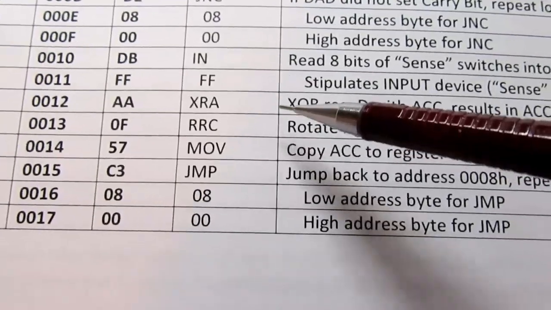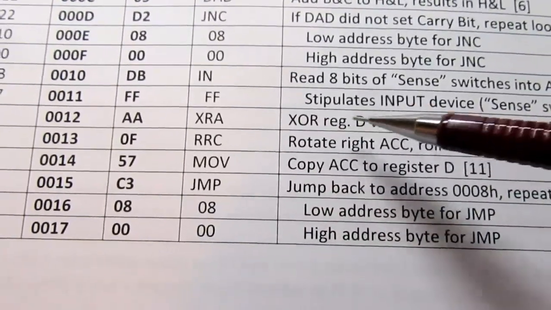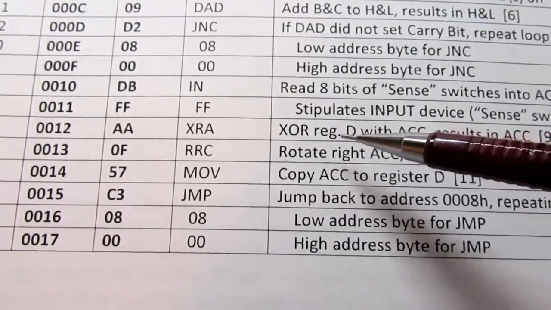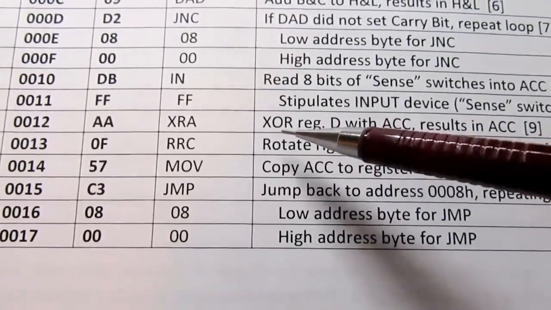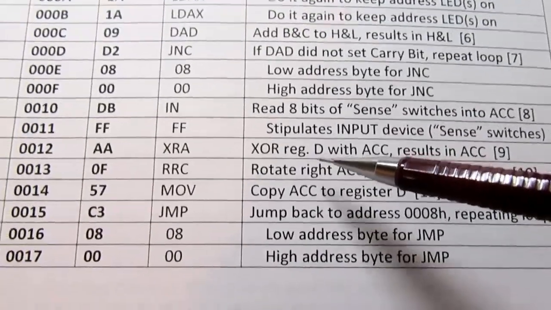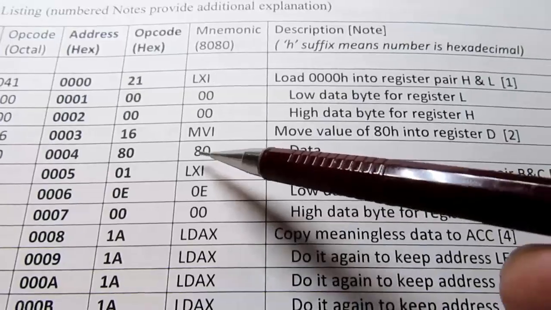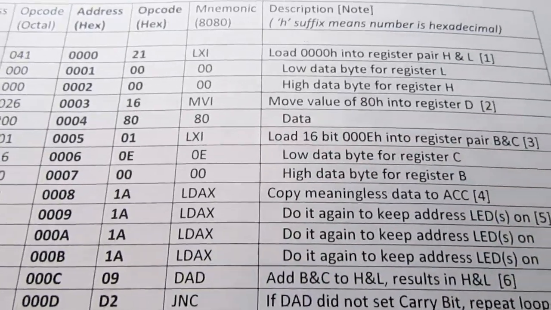Now what do we do with that? Now that we've captured the user's input, whether any of those switches are raised or not, or which switch and when, we have to compare that to the data in the D register. Remember that the D register is the data that represents the LED pattern.